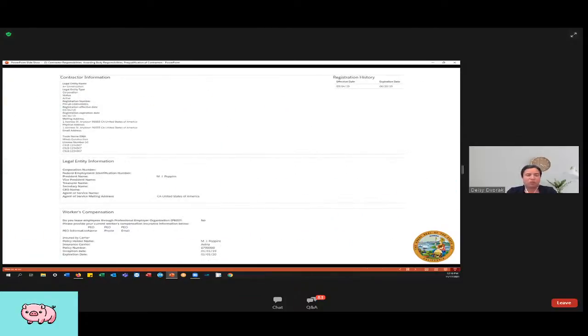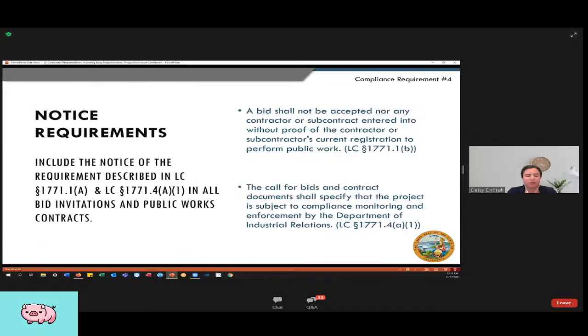So this is just what a search result will look like. If in doing your due diligence, you discover that you either have an unregistered contractor bidding on a public works project, or you already have a project, but your contractor has an expired registration, please let the contractor know so that they can renew their registration. And if they refuse to comply, let us know, contact us to report the issue. Next, please.